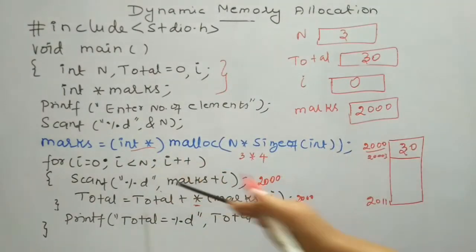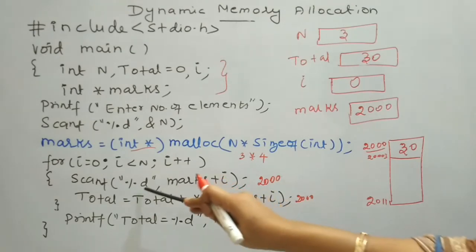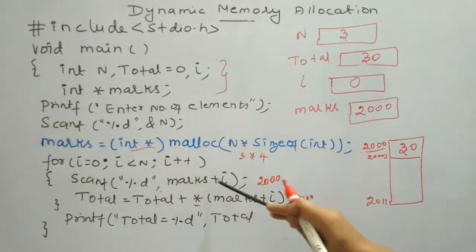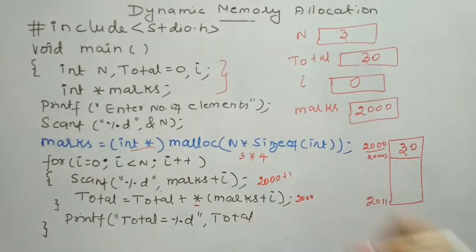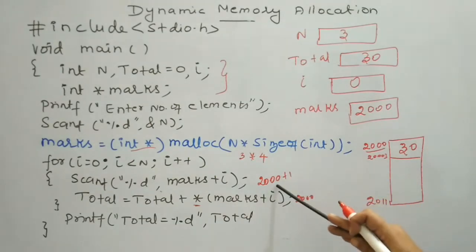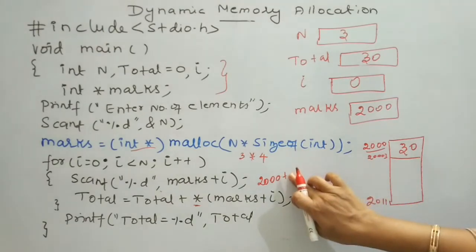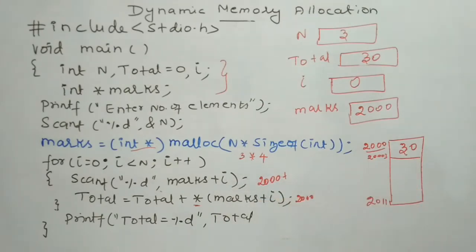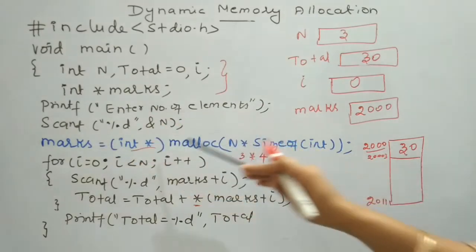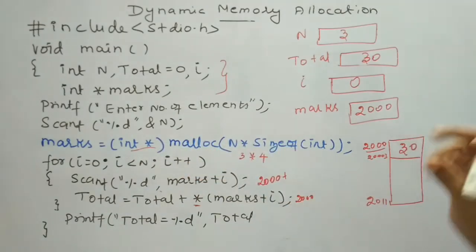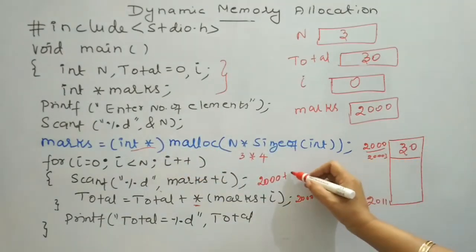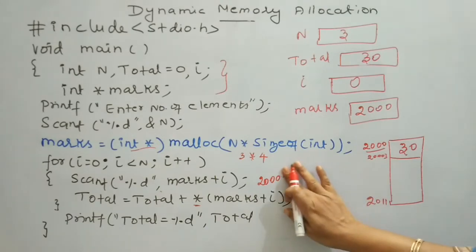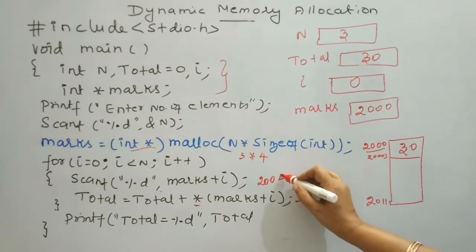Again the scanf statement is executed. Now get an integer value and store it in the memory address marks plus I. Next time I becomes 1. If we increment the memory address by 1, it will not be incremented by 1, but by the number of bytes used to store the integer value. Since marks is pointing to the memory address of an integer value, it will be incremented by that many bytes. That is 2000 plus 4. Now it becomes 2004.